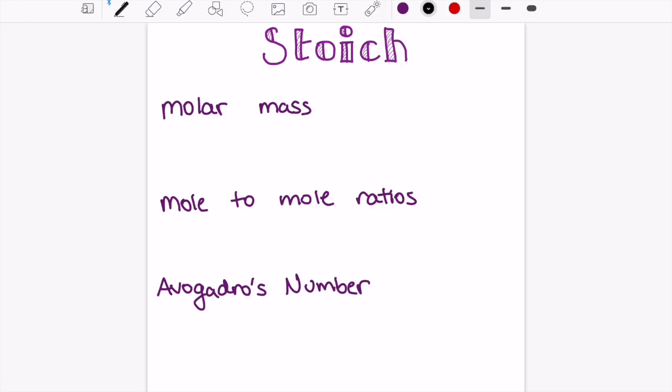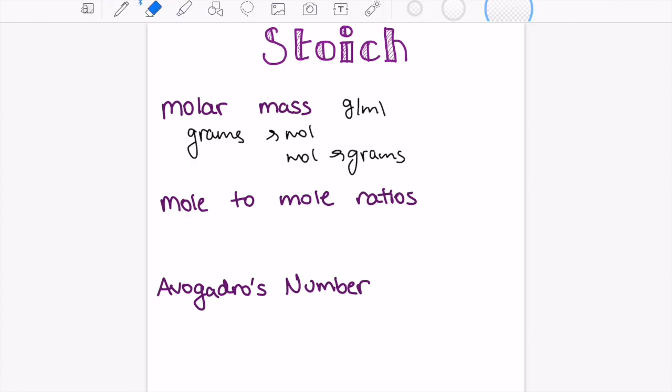So the first one is molar mass, and molar mass you use when you're going from grams to moles, or when you're going from moles to grams. And this can be really helpful in the future if you look at the units. Right, so this makes sense. You're going from grams to moles or moles to grams because molar mass is in grams per mole, and we'll go into that while we go through those problems.